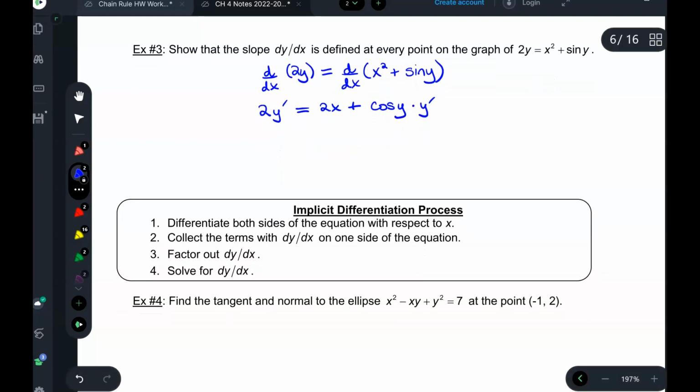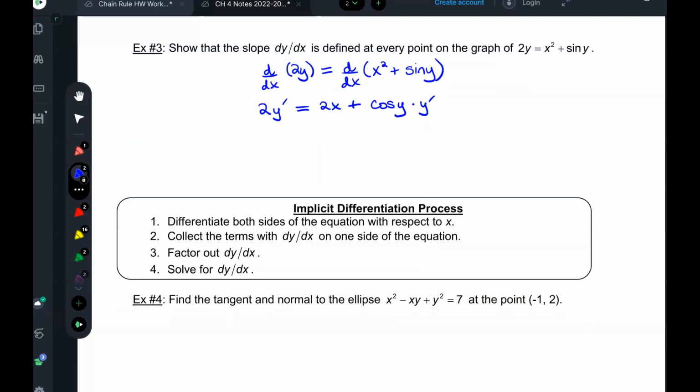Molly asked, if this was sine of x, then you would just have cosine of x, right? Yes. But because it was sine of y, we needed cosine of y times y prime. So the chain rule only applies to the sine y, not to the x plus sine y. Exactly.